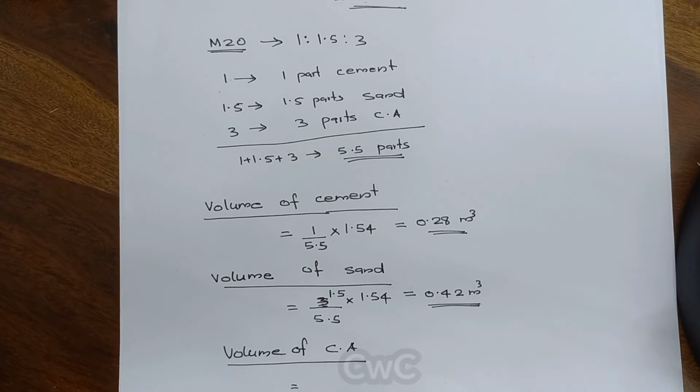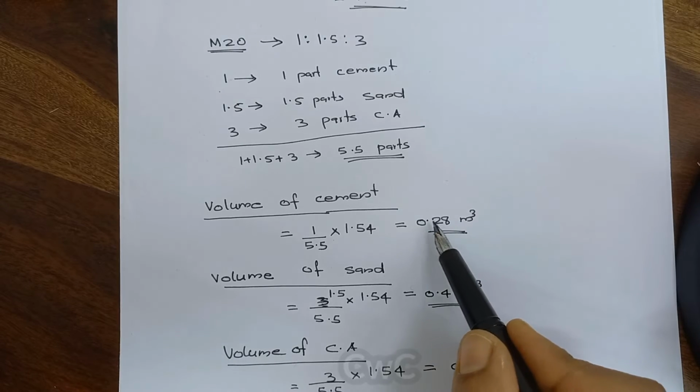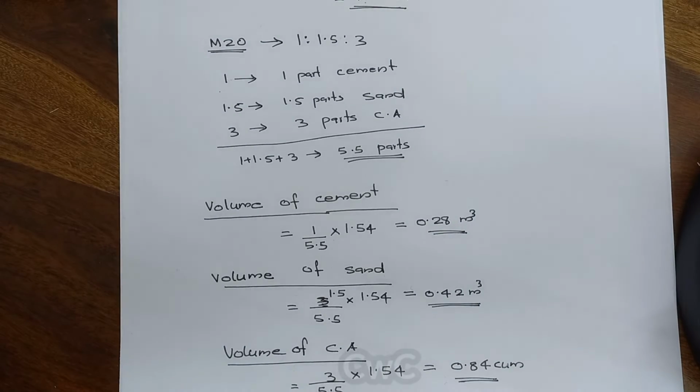So that will be equal to, there are 3 parts in 5.5 parts, into 1.54 will give you a volume of 0.84 cubic meter, or we can just multiply 0.28 with 3, that will give you the same answer.